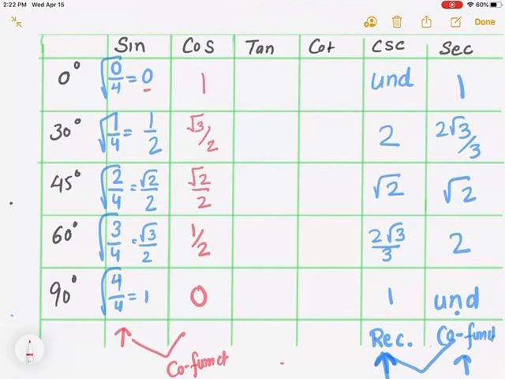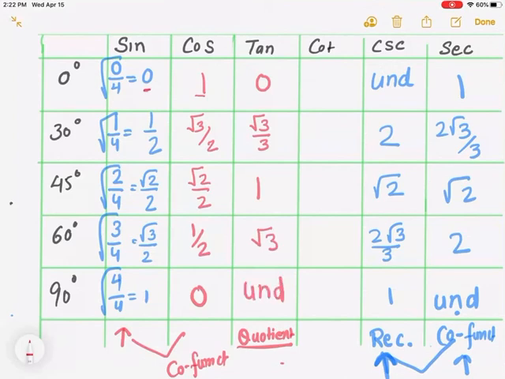All right, I just have tangent and cotangent left. This is where you have to use the quotient identity. Based off that, you know tangent is equal to sine over cosine. Since I already know the sine and cosine values, I would just divide, and that would be my tangent. So 0 divided by 1 is 0. Then 1/2 divided by radical 3 over 2 is radical 3 over 3. A number divided by itself is 1. Radical 3 over 2 divided by 1/2 is radical 3. And 1 divided by 0 is undefined.